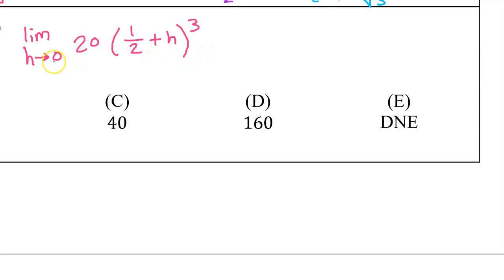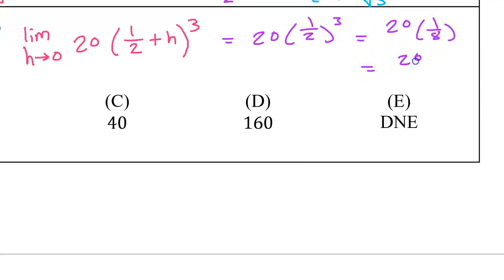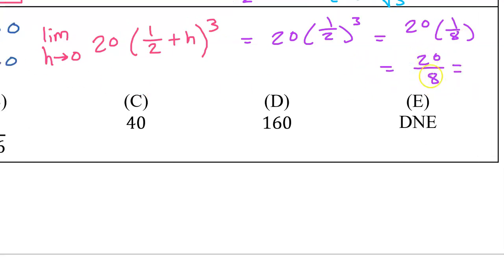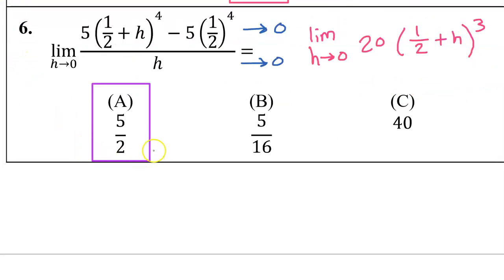Doing direct substitution, we put 0 in for h, and we get 20 times 1/2 to the 3rd power. So 1 cubed is 1, and 2 cubed is 8. So that will give us 20 times 1 over 8, or simply 20 over 8. Dividing the numerator and the denominator by 4, we get 5 over 2. So the answer is A.